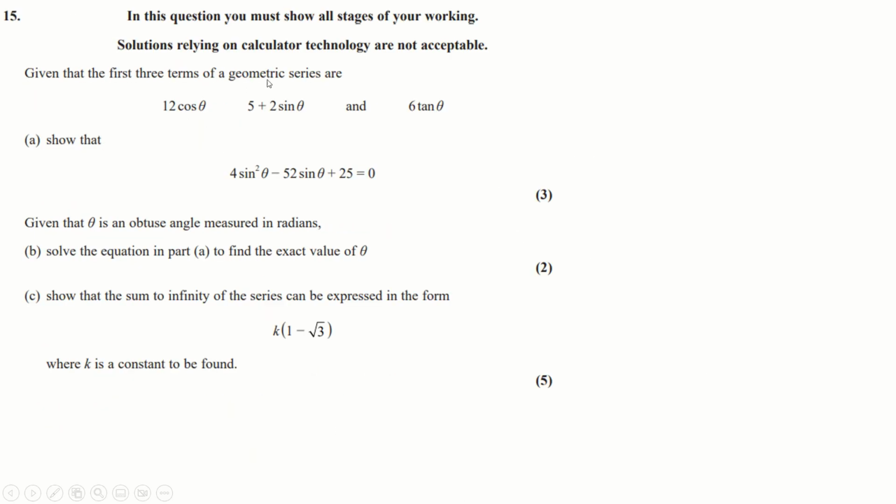Question 15, then, this is a geometric series, so if you times this by something, you get that. Now, what do we have to times this by to get that? Well, we can just do this divided by that, because if I times this by that, this will cancel with this, and I'll just be left with that. Likewise here, I'll just do this divided by that.